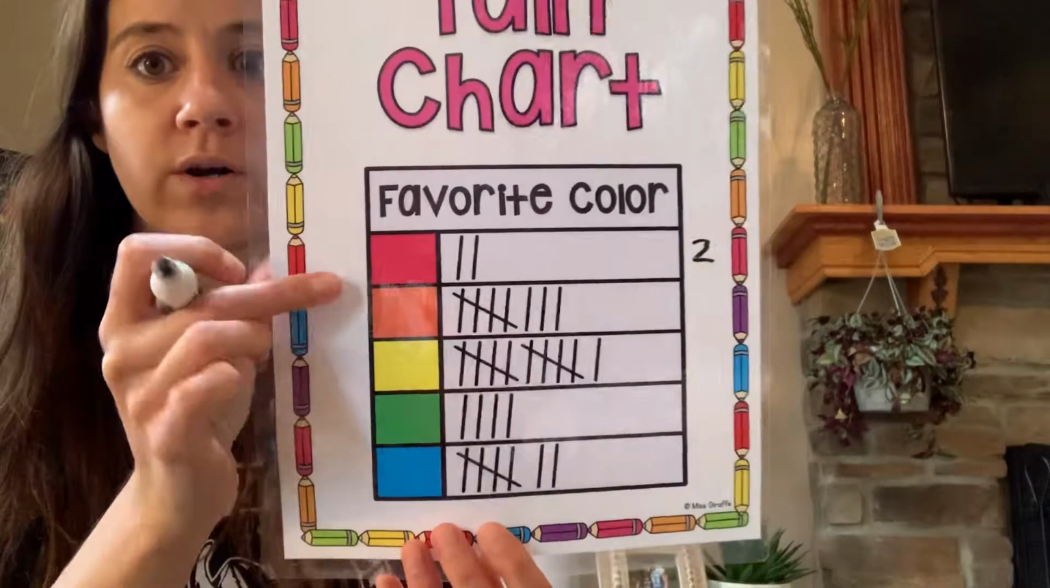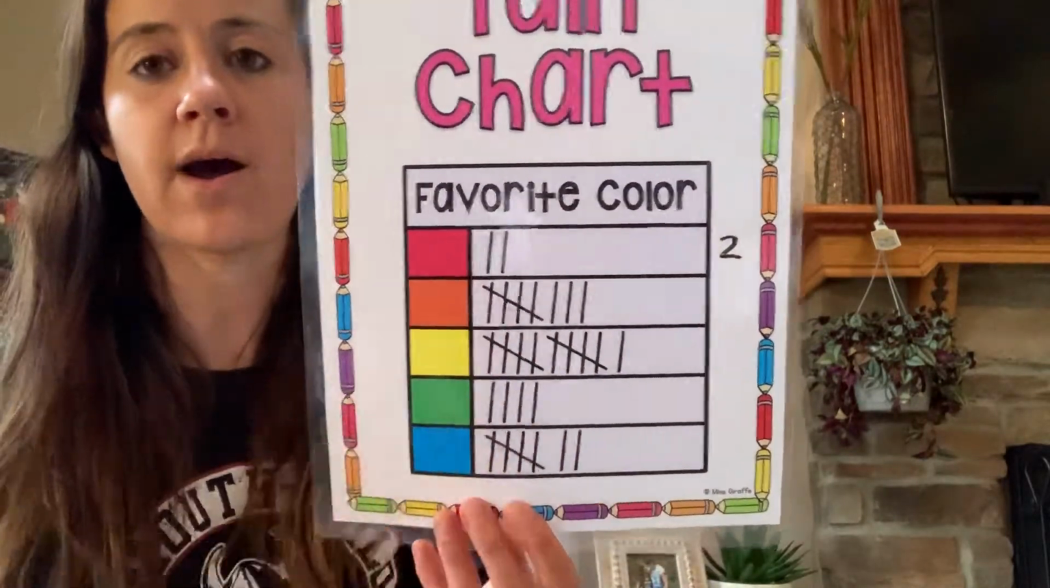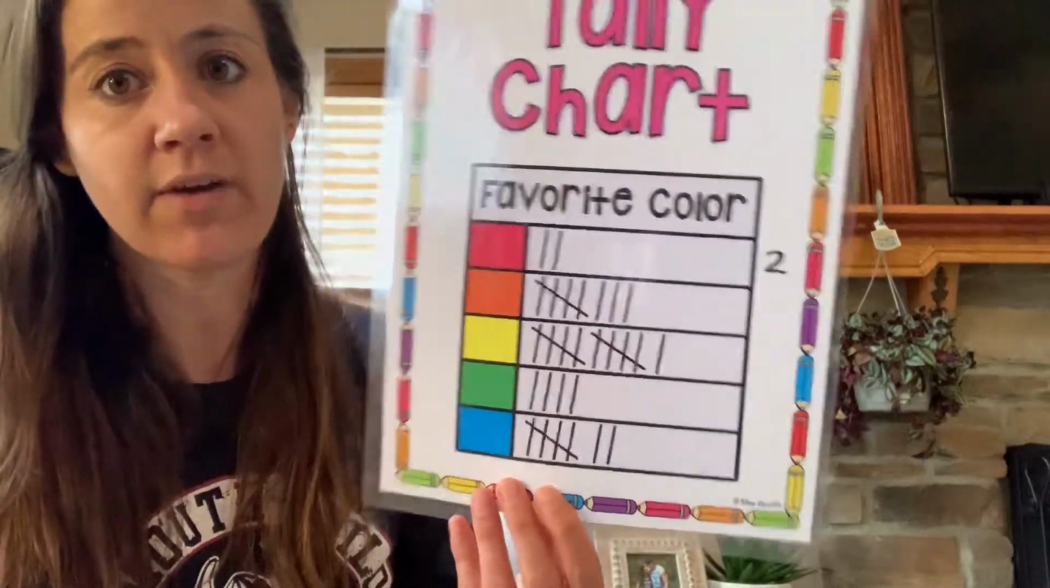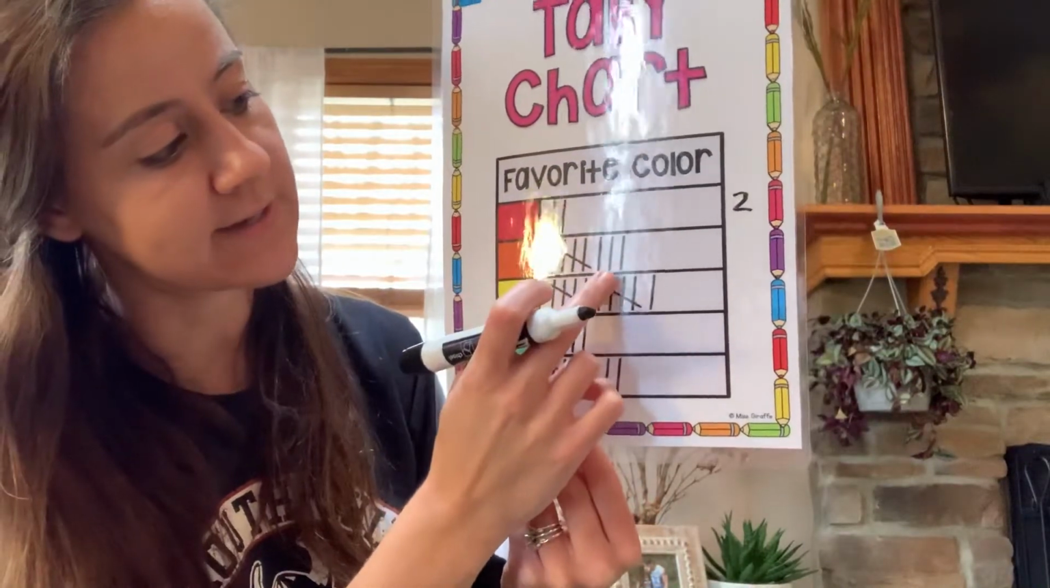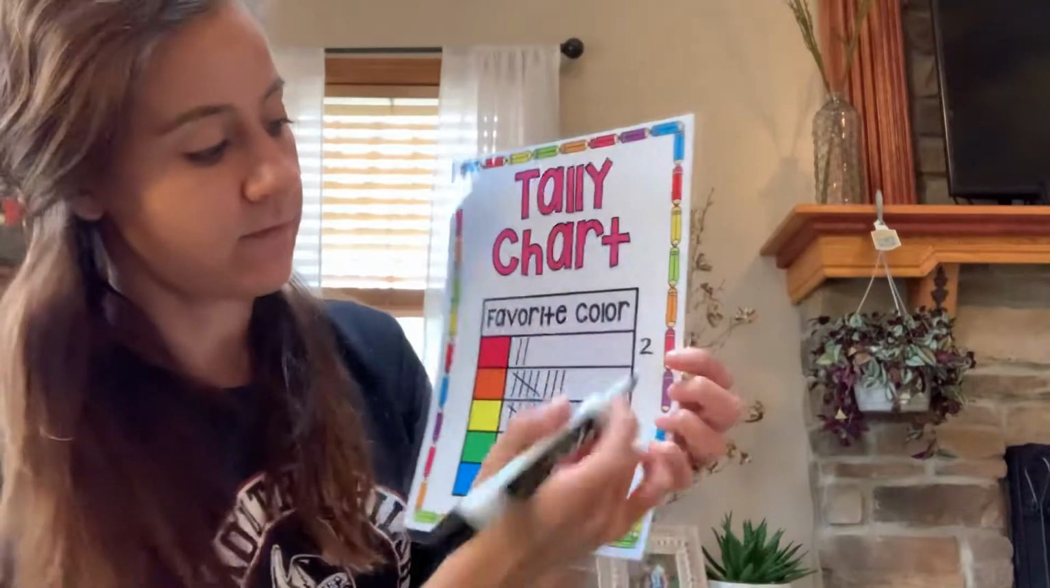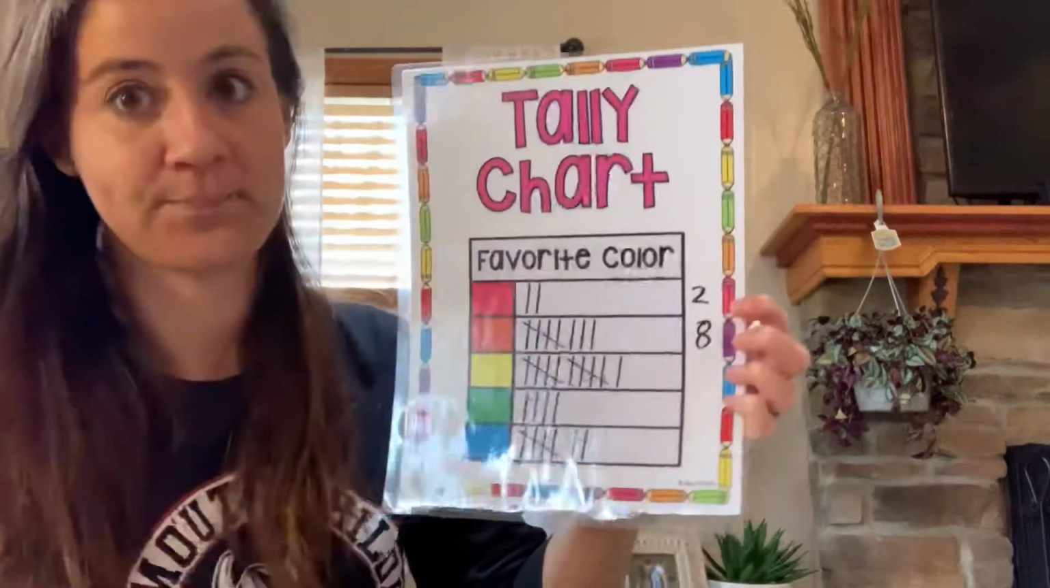Now let's look at orange. We have 1 bundle, and we talked about how 1 bundle of tallies is 5, and then we have some singles over here. So we go 5, 6, 7, 8. 8 people voted for orange.